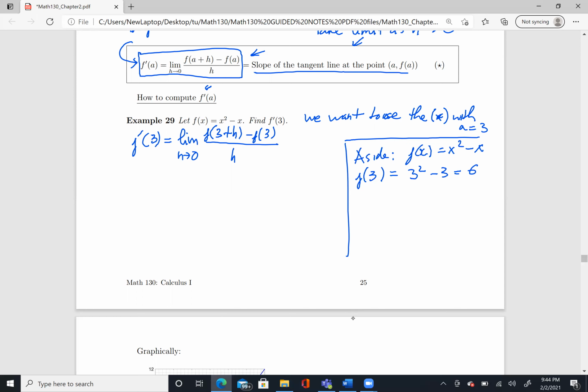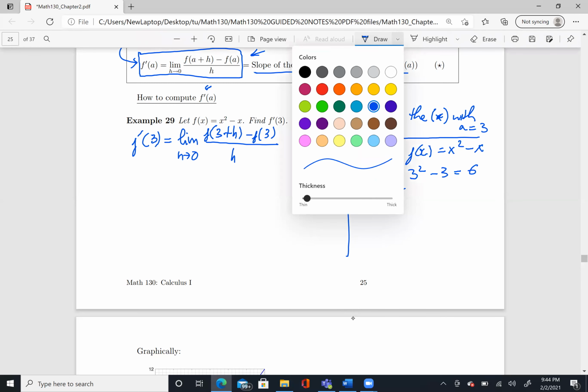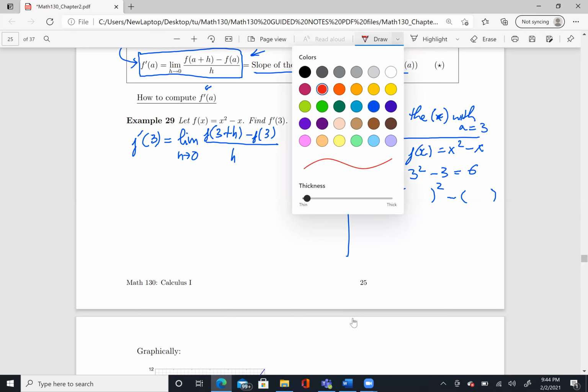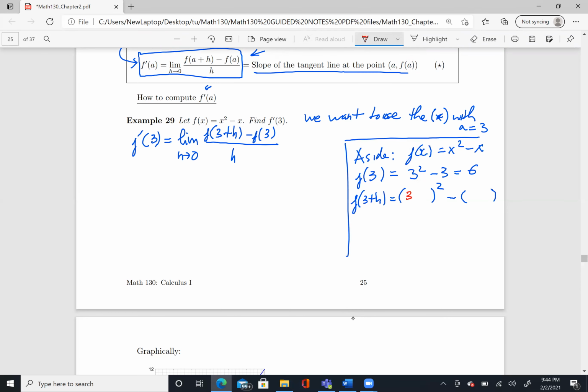Okay. What about f of 3 plus h? You can also just substitute 3 plus h instead of x, right? So remember, now the input becomes 3 plus h. Let me make the input become like a parenthesis first, and then I substitute that, 3 plus h, 3 plus h. See that?